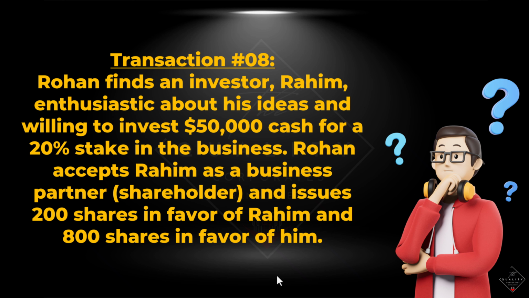Let us analyze our eighth transaction. Rohan finds an investor, Rahim, enthusiastic about his ideas and willing to invest $50,000 cash for a 20% stake in the business. Rohan accepts Rahim as a business partner or shareholder and issues 200 shares in favor of Rahim and 800 shares in favor of him.